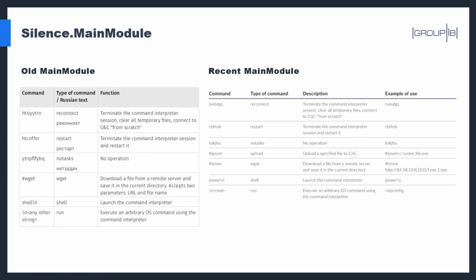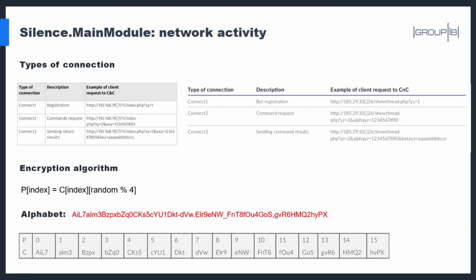In recent samples of the main module, we also see that they replaced alphabets to encode information which is sent from the compromised machine to the command and control server. Also, they changed variables which are used during communication with the CNC server. XY characters were replaced with YZ, and they also changed the path to the main CNC script, which processes communication with compromised machines.